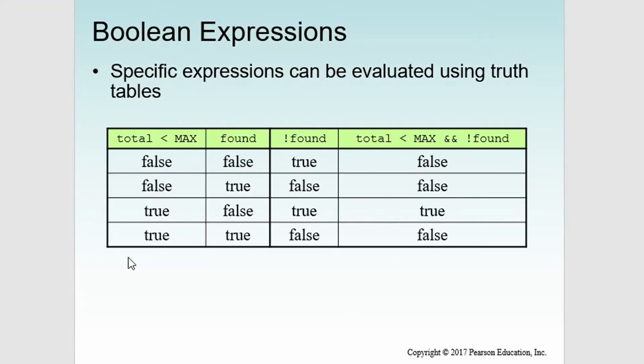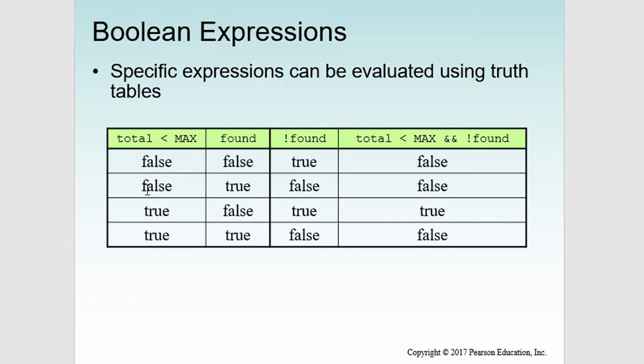So here's the truth table for the complex expression in the previous slide. So you have total is less than max, and you have found, and then you have not found, and then you have total less than max and not found. So they're using this truth table to determine if this last part is true or false. So if total is not less than max and found is false, then not found is true, then both of these sides have to be true, but only one side of it is true, so it's false.